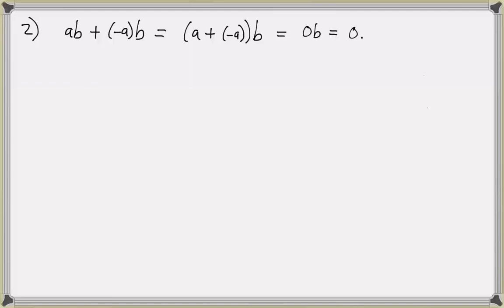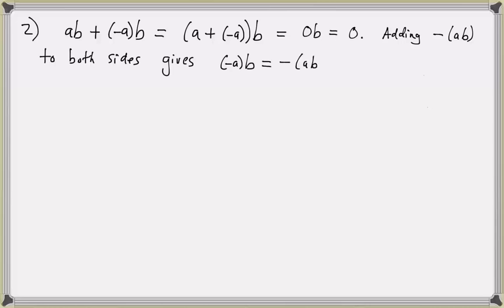So then I can add negative of AB to both sides. Gives negative AB equals the negative of AB. And then likewise, we could show that A times negative B also equals the negative of AB.